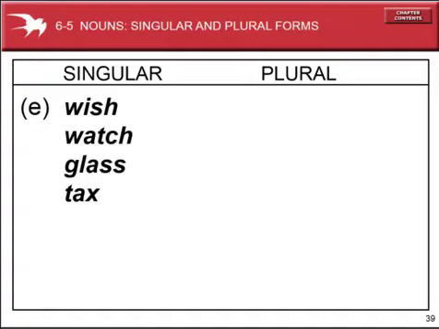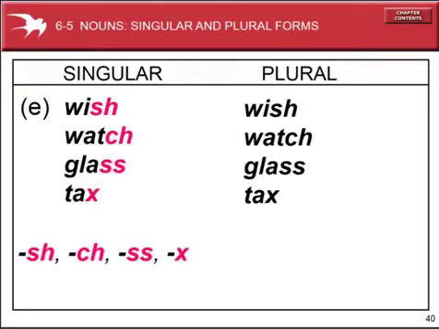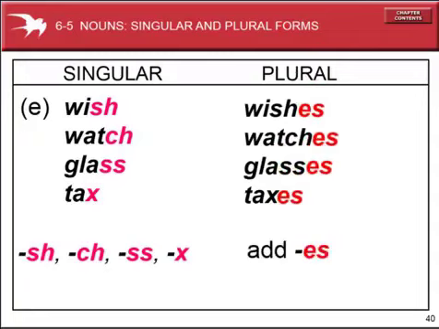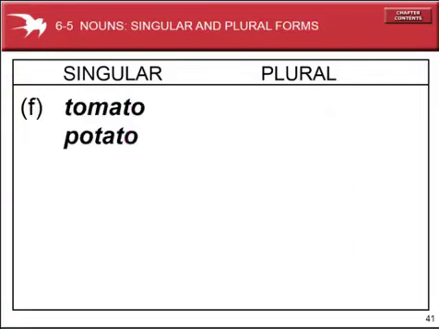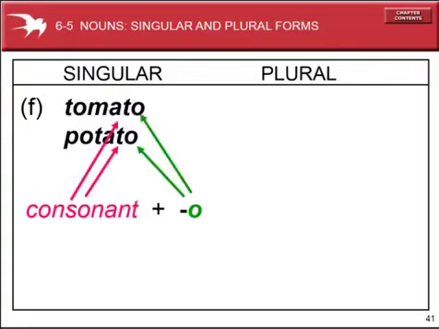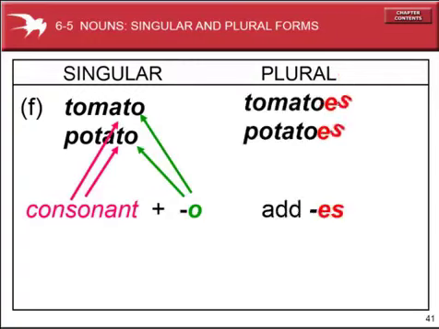Wish, bus, glass and tax. The words that end with SH, S, double S and X, to make the plural we'll have to add ES. Wish, wishes, bus, buses, glass, glasses, tax, taxes. The word that ends with O, and before that there is a consonant, to make the plural we'll have to add ES. Tomato and tomatoes, potato and potatoes.